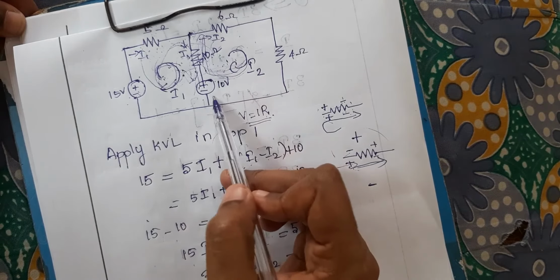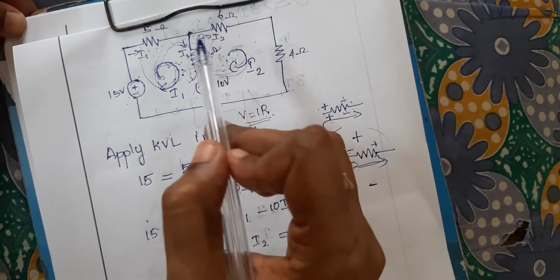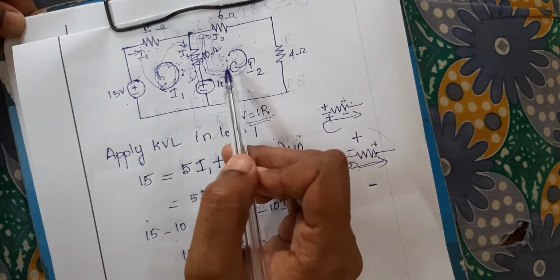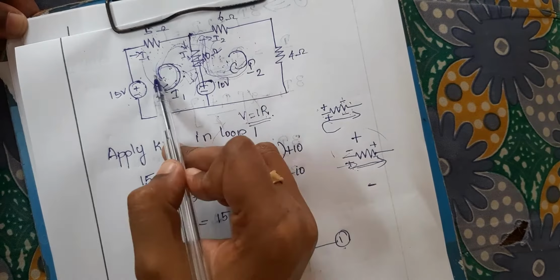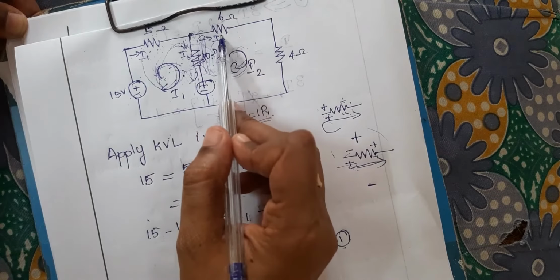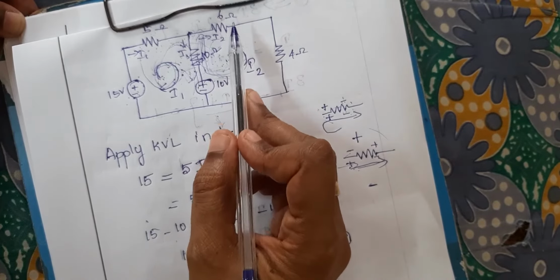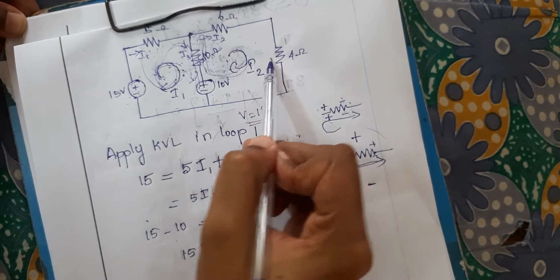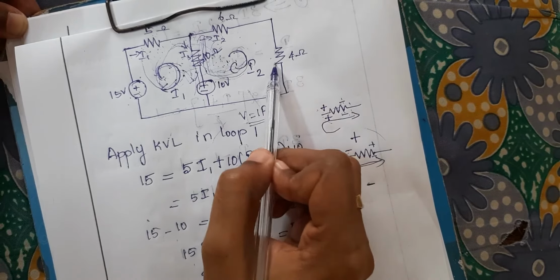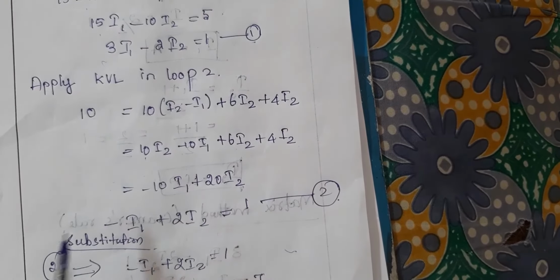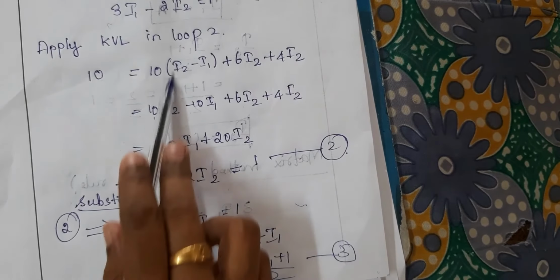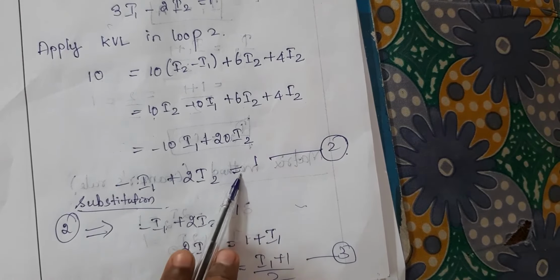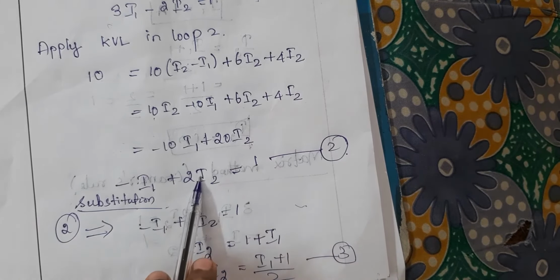Next apply KVL in the second loop. Once again it is a voltage rise. Considering the second loop, first write the common term: 10 into I2 minus I1. The voltage across the 6 ohm resistor is I into R, so I2 into 6, since the current flowing along the 6 ohm resistor is I2. The current flowing along the 4 ohm resistor is also I2, so I2 into 4. Write the equation and solve it. After solving we got minus I1 plus 2 I2 is equal to 1. So we got 2 equations.